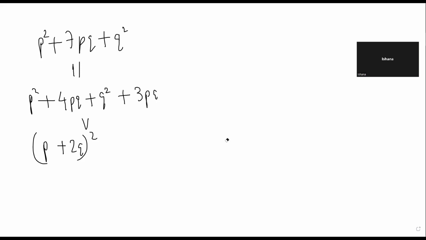Right. So some people may not have the link. So we do see that it is bigger than. So this quantity is bigger than (p plus 2q) whole square. Because p is bigger than q, we have used the fact that p is not equal to q.